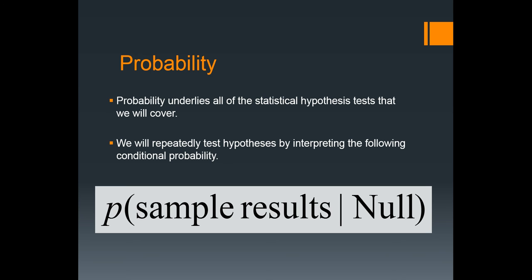If that probability is very low, we're likely going to reject the null and claim that there's some sort of difference or relationship between variables. If the probability is too high, then we're not going to be able to say we have enough evidence to reject a null, and we're not going to be able to say that there is a relationship or difference between variables that we're testing.